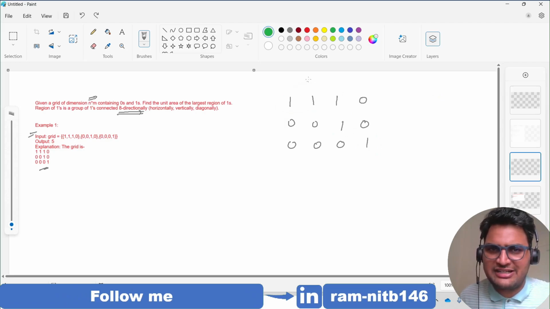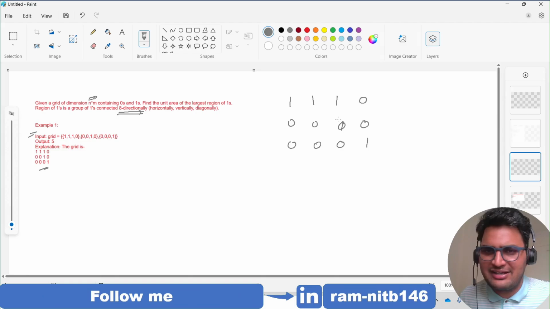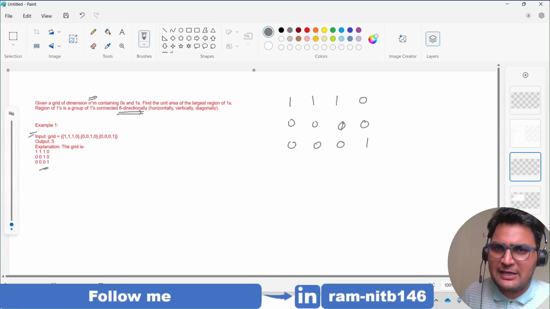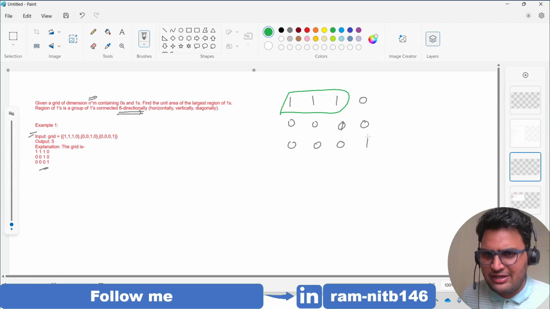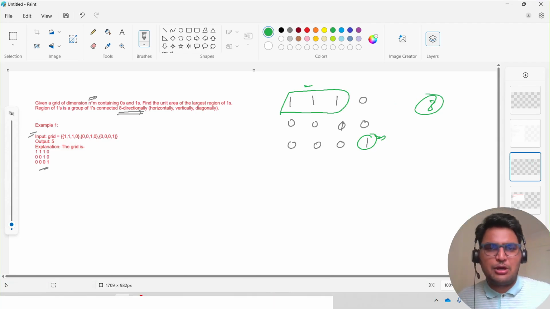If we take another example, let's make this one a 0. In this case, what would be your answer? The largest region which consists of all ones is this one, with 3. We have this other region also, but it has only 1, and this one has 3. So our answer would be 3, the largest one. I hope you understood the question.